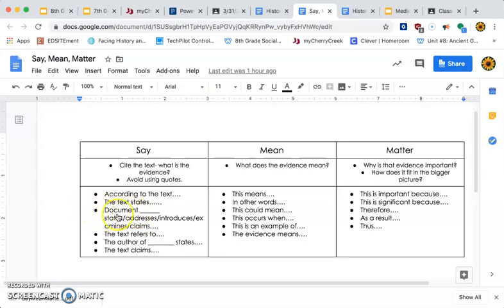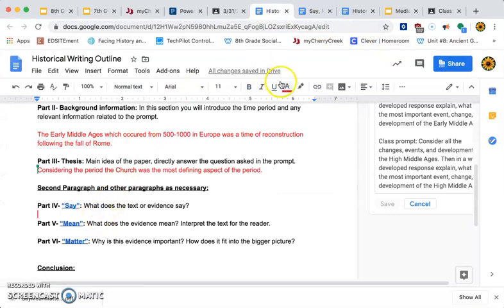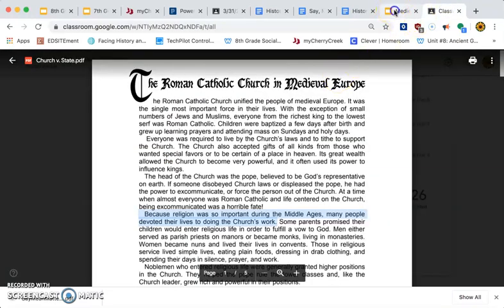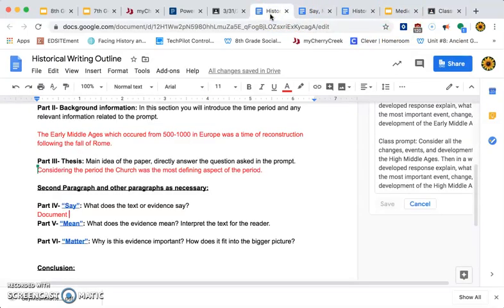I like this one. It says document, and I have to identify the document, and then I get to say what that document does. Okay. Document, what's this document called? The Roman Catholic Church. I'm going to say the text. The text, the Roman Catholic Church in medieval Europe.